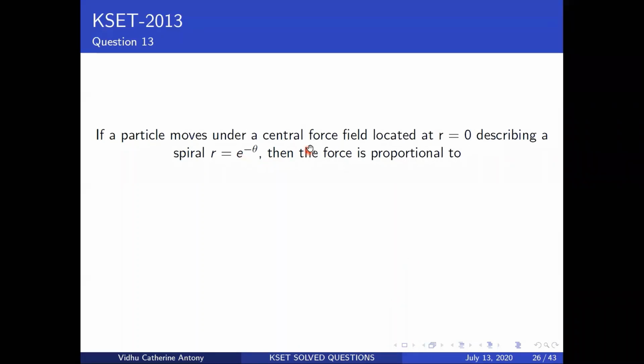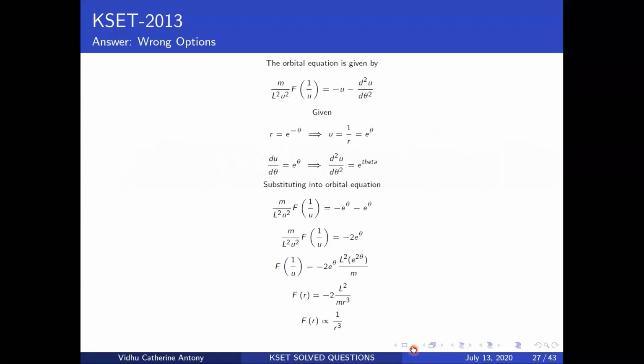If a particle moves under a central force field located at r equals 0, describing a spiral r equals e to the power minus theta, then the force is proportional to r squared, r cubed, r to the power 4. So all this is wrong, okay? They've given the wrong options. They should have given inverse of these options, preferably. Okay, so here the orbital equation, you need to remember the orbital equation.